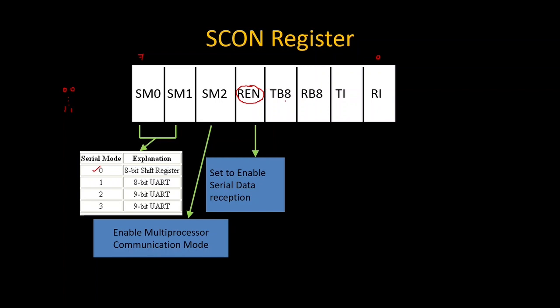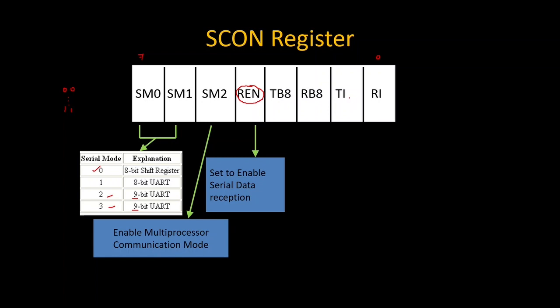After that we have TB8 and RB8, which are the 9th bit representation of transmission and receiving. If you use mode 2 and mode 3, an extra 9th bit is there, right? It represents those bits during transmission and receiving. When we move to those modes, we can understand more about this. But as of now, it is mode 0, so we don't want these two bits either. So this also should be 0.